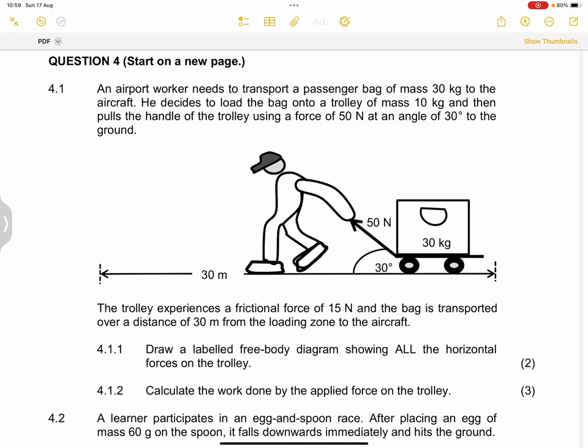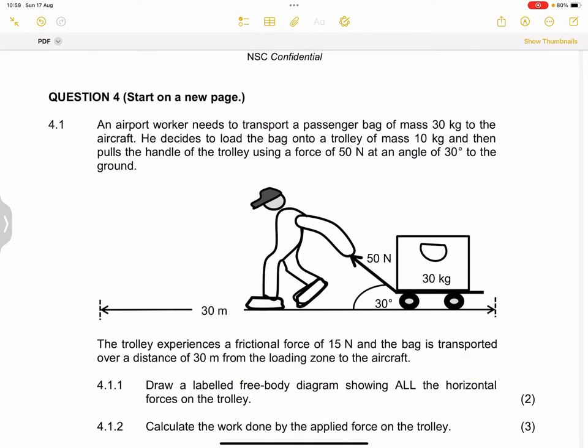Right, so we're looking at question 4 from our technical science question paper.